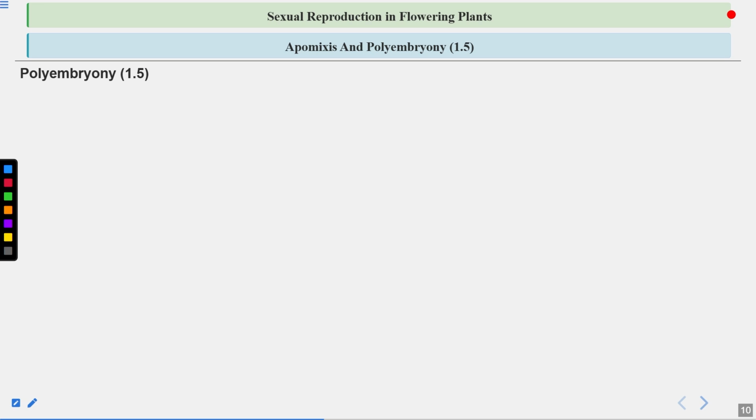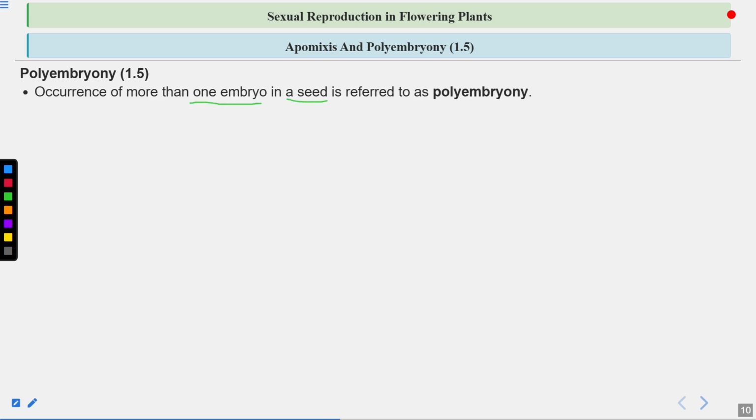So polyembryony. Poly means many and embryony means formation of embryo. So occurrence of more than one embryo in a seed is referred to as polyembryony. Polyembryony is not always a result of sexual reproduction. Here also the nucellar cells are diploid and they do not get fertilized.